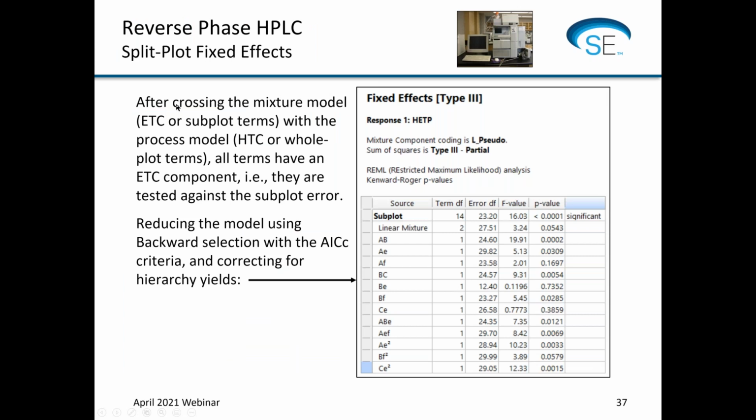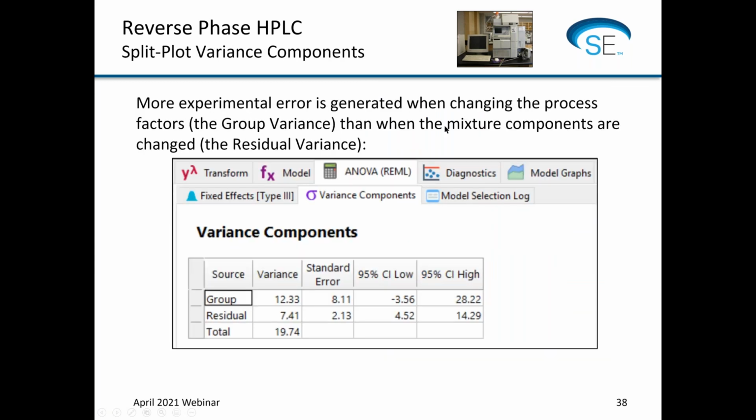Okay, so after crossing, you get kind of a weird result when you have hard to change factors, the process factor, and you cross it with the mixture factor. Because you're crossing with the mixture factor, everything's easy to change by hard to change. There's no hard to change factors that appear on their own. So everything gets the smaller error of the subplot factors, which is kind of nice. It only happens in a combined design. Most of the experimental error is changing the process factor, so you can see the group variance is the bigger portion of the total variance than the residual.